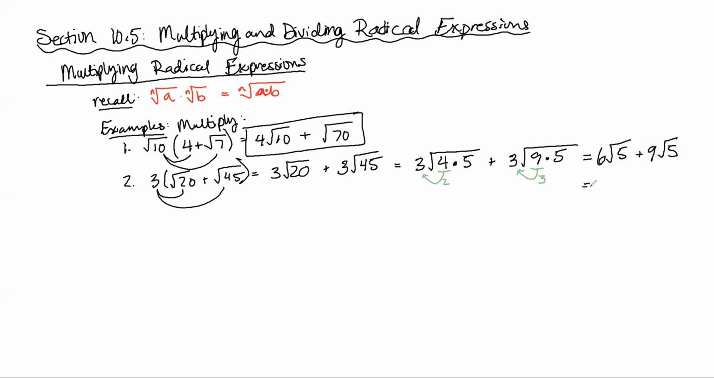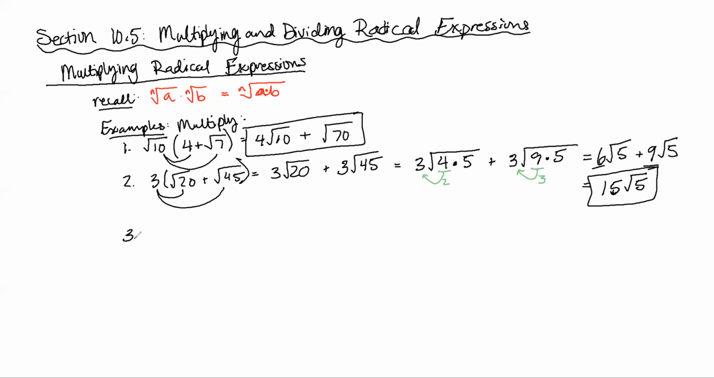And now there is one last thing we can do here. These are both square root of 5. So we can go ahead and add these coefficients. So we get 15 square root of 5. So kind of similar to variables. When you distribute with variables, you want to make sure you combine your like terms. Same thing here, we're going to combine our like radicals.